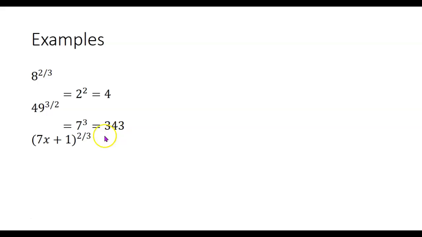The expression 7x plus 1 to the 2/3 power would be like taking the third root to the second power. We can first take the cube root and then take it to the second power, or we can first take the second power and then take the cube root of that. But either way, it's the cube root of 7x plus 1 to the 2 power.